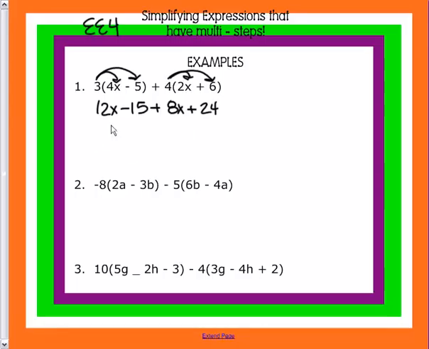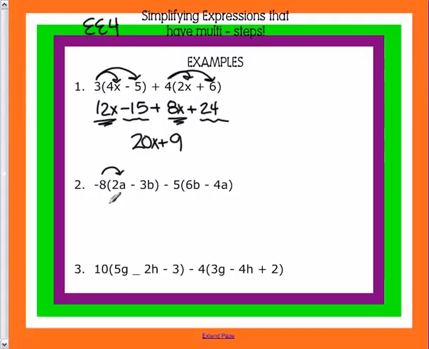Okay, so now which ones of these are like terms? The 12x and the 8x, the negative 15, and the 24. So really we have 20x, and then 15 taken away from 24 would give us a 9. Okay, make sure that remember you can use your calculator.